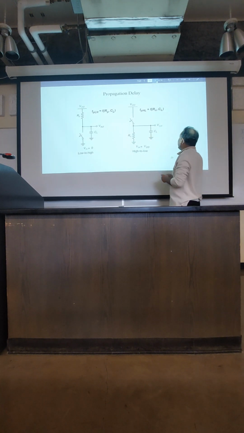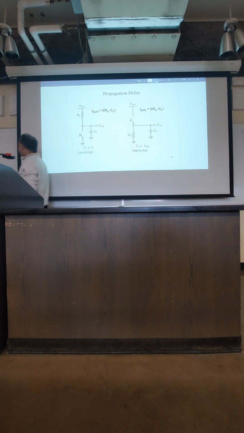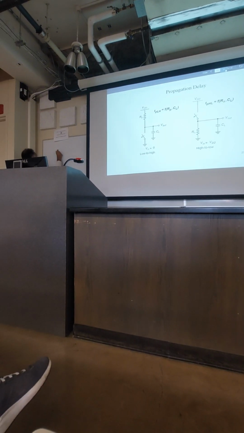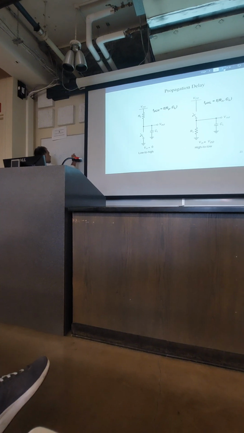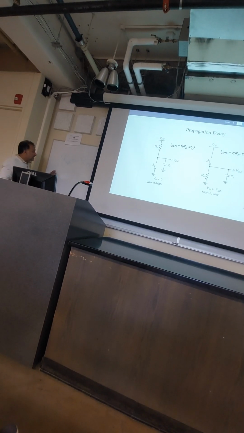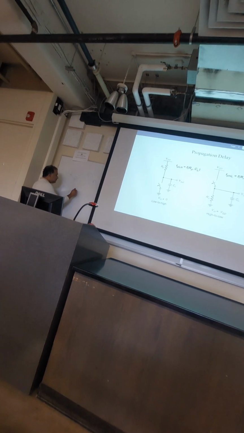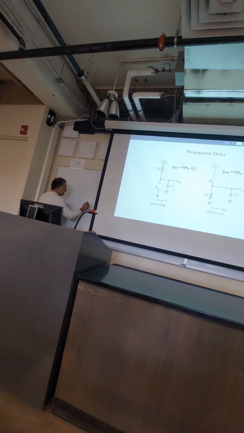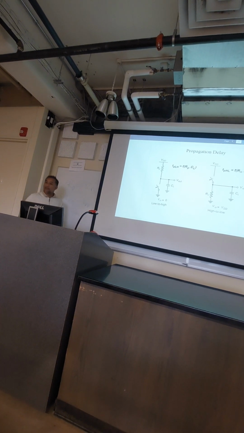So what do you have to make? To make a symmetrical inverter, you have to make sure that the equivalent ohm resistance of PMOS is exactly equal to the equivalent ohm resistance of NMOS. If you make them equal, your TPLH will be equal to TPHL, and it will be a symmetrical inverter or symmetrical logic circuit, right?